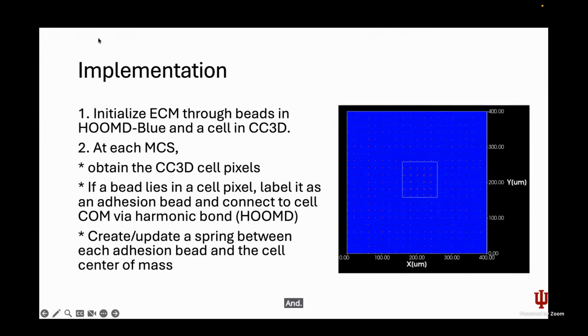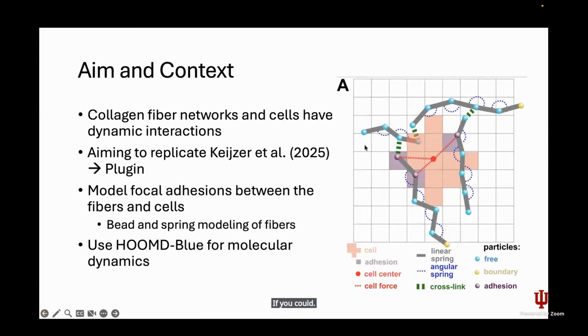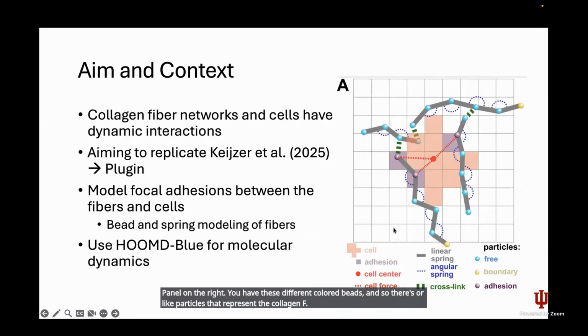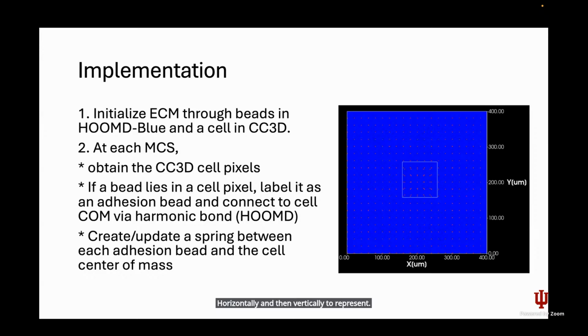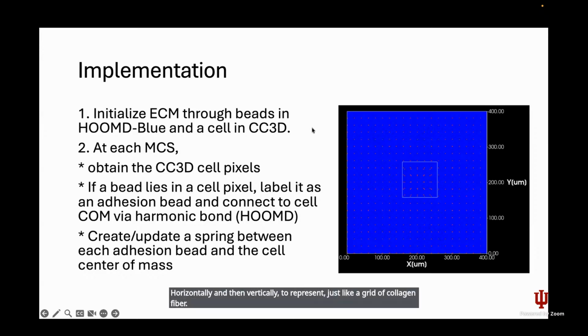Going over our implementation, first we initialized this extracellular matrix through these beads. If you could see back here in the panel on the right, you have these different colored beads, or particles, that represent the collagen fibers. What we started out with was just this grid of beads that we were hoping to connect horizontally and then vertically to represent a grid of collagen fiber.